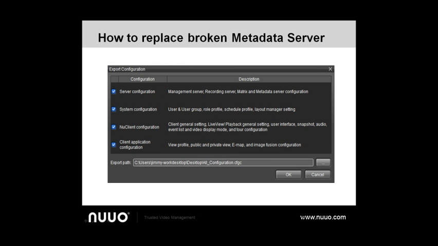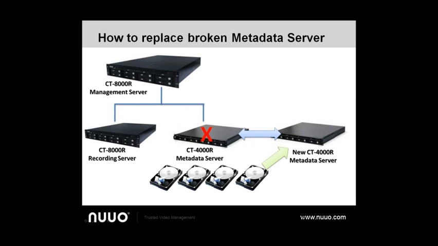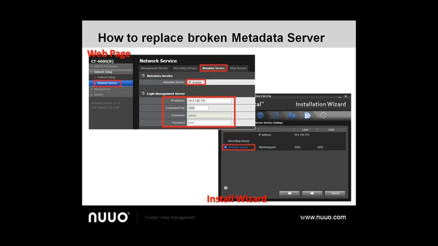The first step is to export the old system configuration file. Then after exporting the configuration file, power off both the new and old metadata servers, and then move all volumes from the old metadata server to the new metadata server. And enable the metadata service via the new metadata service web page or by the install wizard.